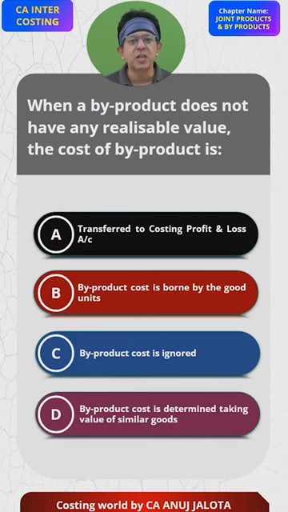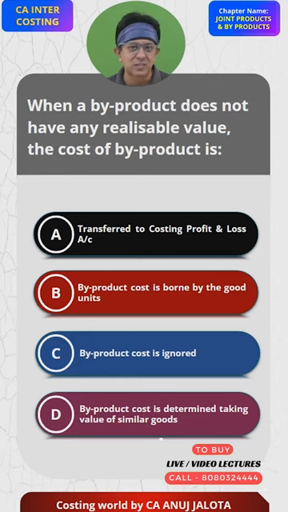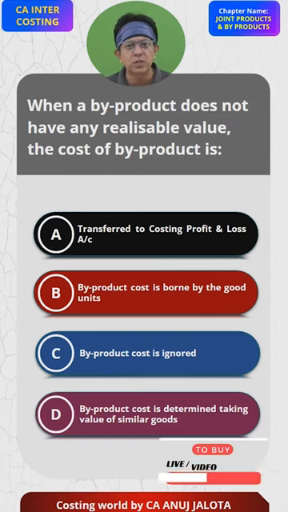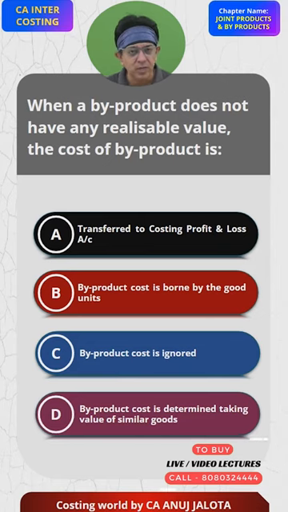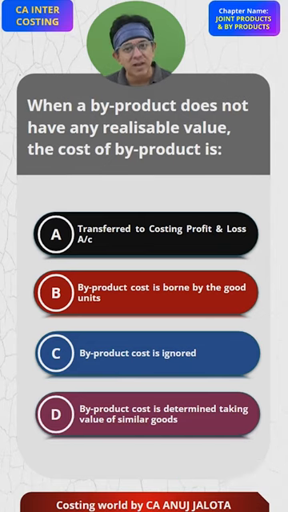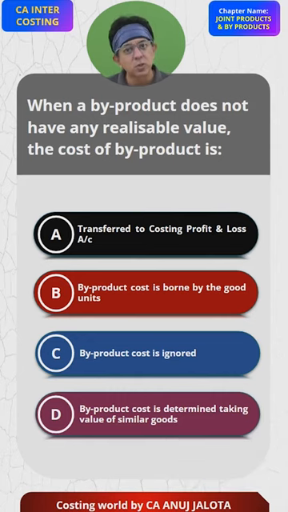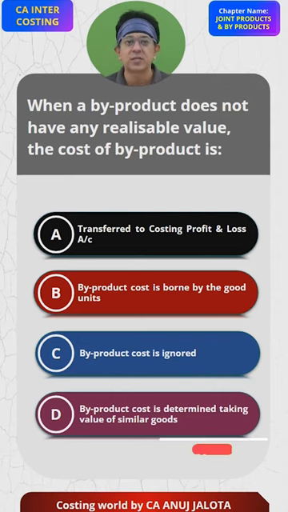Now, first of all, if a byproduct does not have any scrap value, I think it should be given the treatment of normal loss itself because it does not have a value. If you remember, normal loss cost is always borne by the good units only. So if the product does not have a sale value, then obviously none of the methods will work. So where will the cost of the byproduct go? It will be apportioned among the joint products.